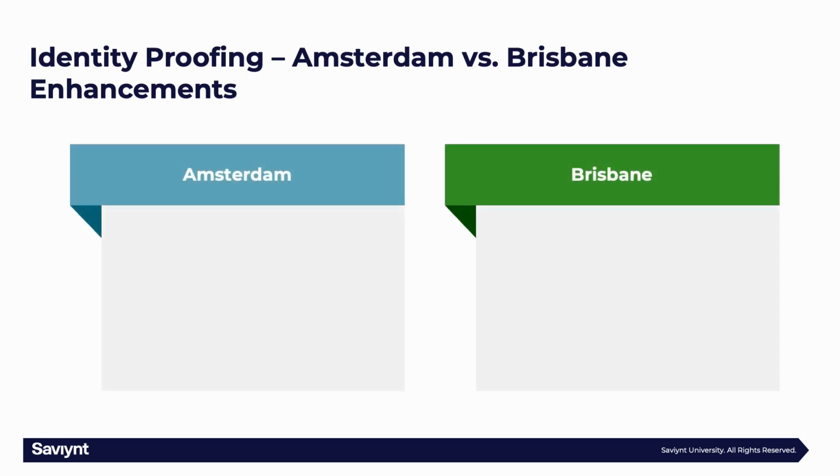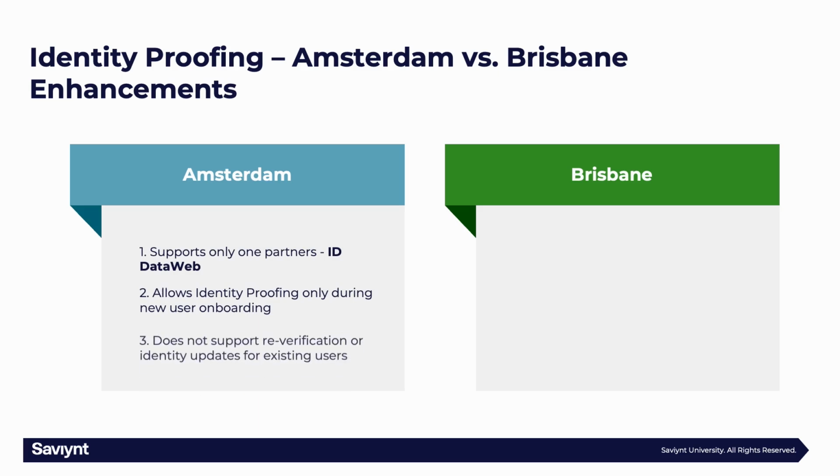Let's compare how identity proofing has evolved from Amsterdam to Brisbane. In Amsterdam, only ID Data Web was supported and identity proofing was limited to new users. There was no feature to re-verify or update identities for existing users.